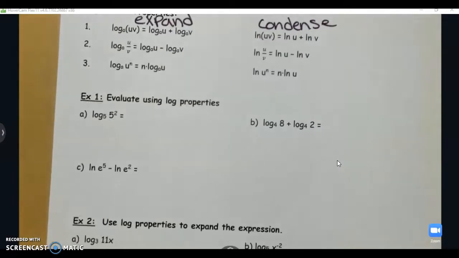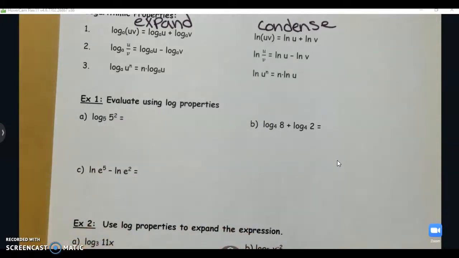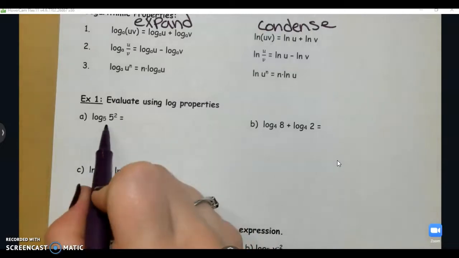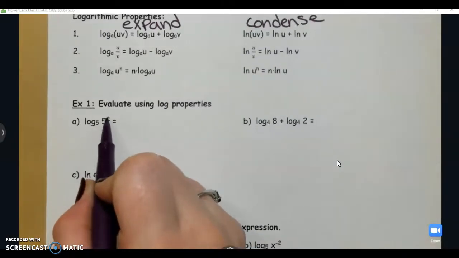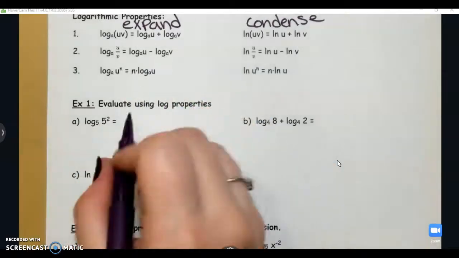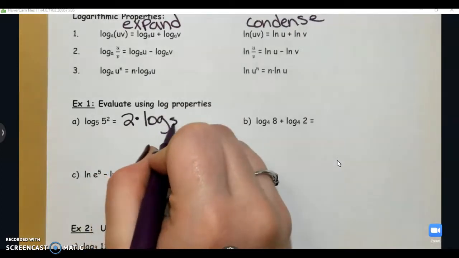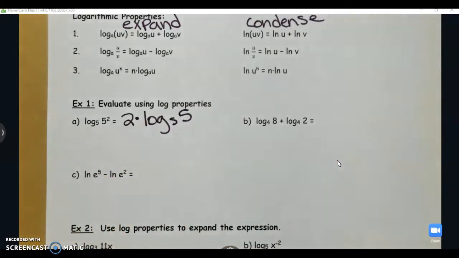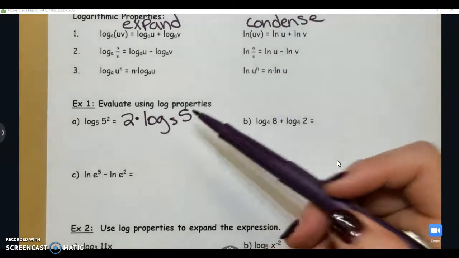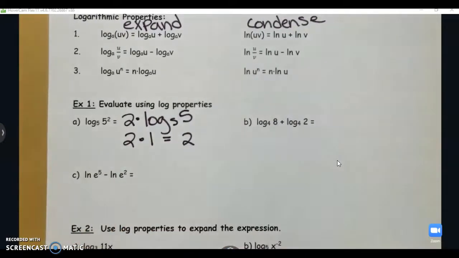So starting with example 1, part A, I'm going to rewrite this in expanded form. So I have log base 5 of 5 to the second power. So that is my raised to the power property, and so I'm going to pull that 2 out in front. So 2 times log base 5 of 5. Now, what is log base 5 of 5? What power do I raise my base 5 to get 5? That would be 1. And 2 times 1 is 2.